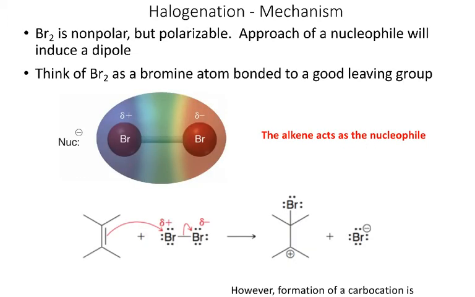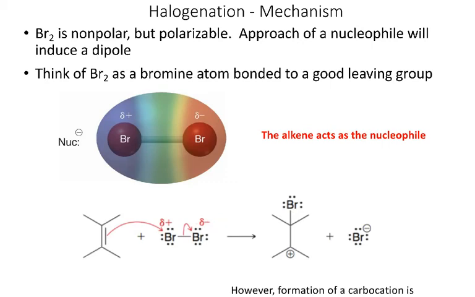So let's take a look at the mechanism. We're going to talk about bromine, but the same thing would apply to chlorine. Both bromine and chlorine are nonpolar, but they are polarizable. And so the approach of a nucleophile, like the extra pi electrons in our alkenes, will induce a dipole moment. And so we can think of bromine as a bromine atom bonded to a good leaving group, because when we induce that dipole moment, the negative end will become our leaving group.